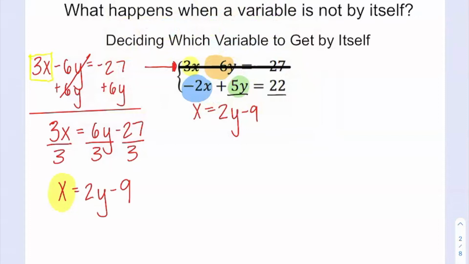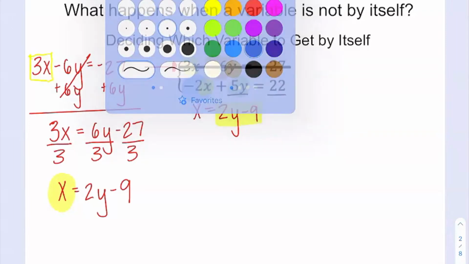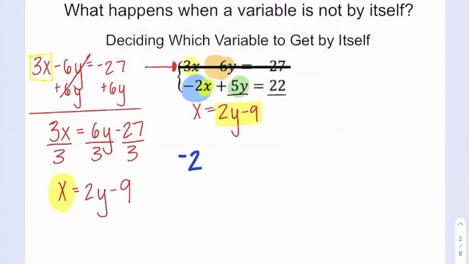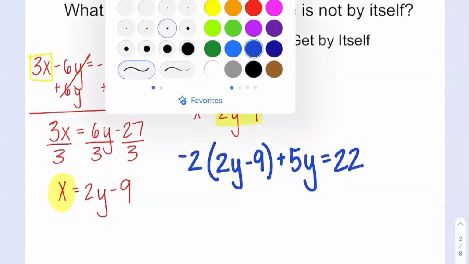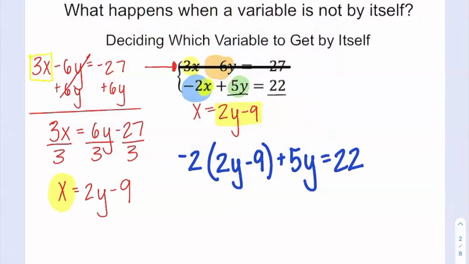We are able to plug this x, 2y minus 9, into the x variable of our second equation. I rewrite this: negative 2 times (2y minus 9) plus 5y is equal to 22. You'll notice a pattern. Usually the first step in solving these is going to be to distribute. So I'm going to distribute the negative 2 through.